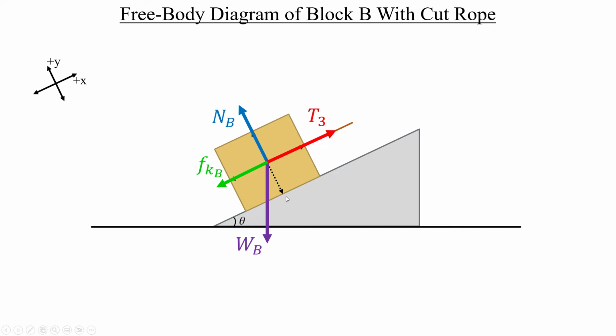Again, the weight vector needs to be broken down, so we'll slap on an angle, break the weight into components, and include an acceleration vector up the ramp. And that's it for block B. Let's check out block C next.